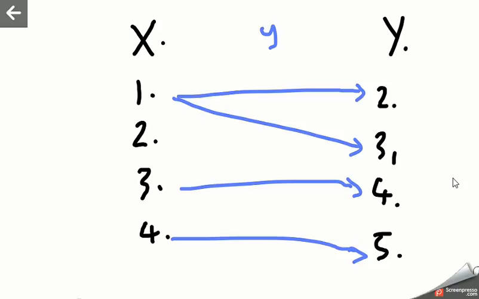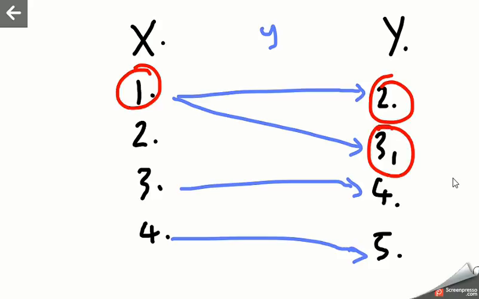There's only one problem actually. It's this input number 1. This 1 input is being sent to 2 outputs. And that can't work for a function. For a function, we said each 1 input should only get sent to 1 output. Well, here we have 1 input getting sent to 2 outputs. So this thing is not a function.